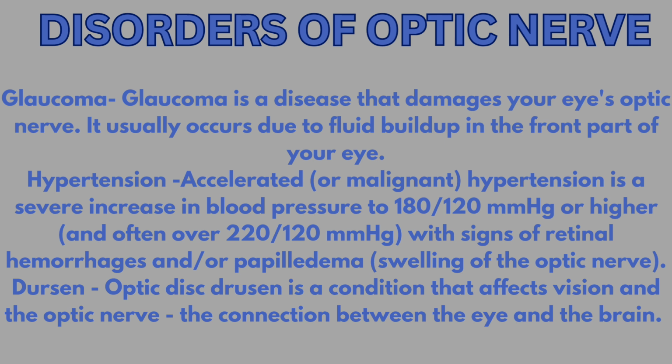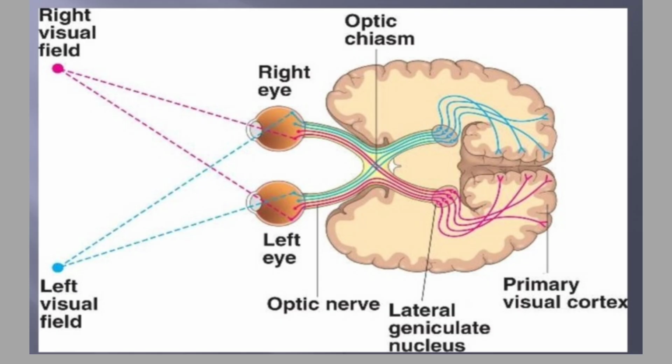Optic disc drusen. Drusen is a condition that affects vision and the optic nerve, the connection between the eye and the brain.